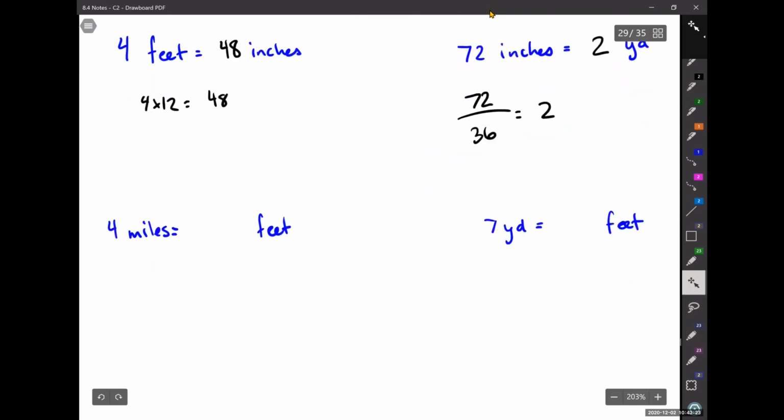Now I'll leave these. Whenever I post these solutions, you can work through the remaining 2 if you'd like. You could write them down: 4 miles to feet, 7 yards to feet.